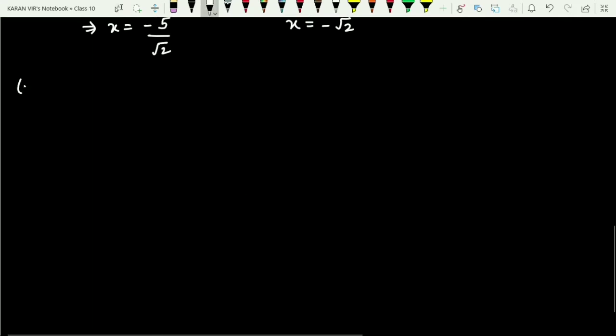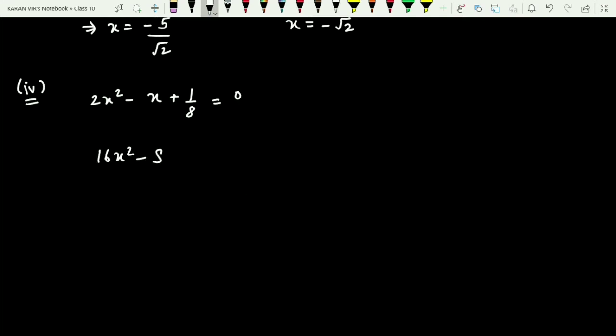Moving on to the fourth part. The fourth part states 2x square minus x plus 1 by 8. Whenever you are asked to solve such questions, you need to take the LCM first. Just take the LCM. So this will become 16x square minus 8x plus 1 is equal to 0, right? Now you can even observe from here, this is a square plus b square minus 2ab. This is the formula of a minus b whole square.